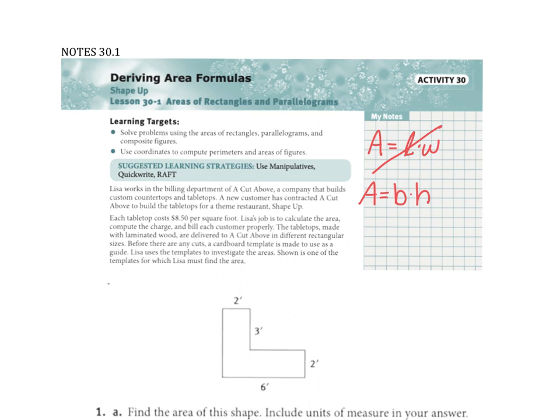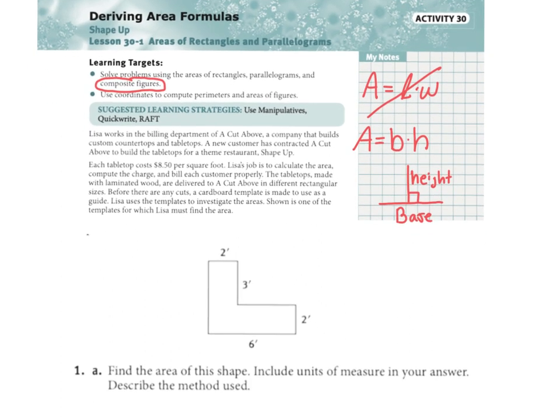Now, one thing to keep in mind is that when we're referring to the base and the height of any object, the base and the height must be perpendicular. So when you're looking for that base and that height in any object, make sure you're finding those perpendicular parts. We're also going to be looking at what a composite figure is and how to use some of these area formulas to find the area of a composite figure.